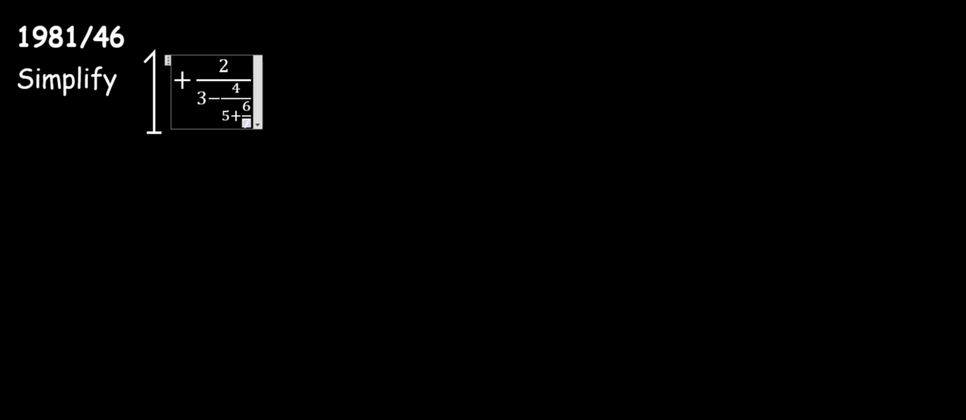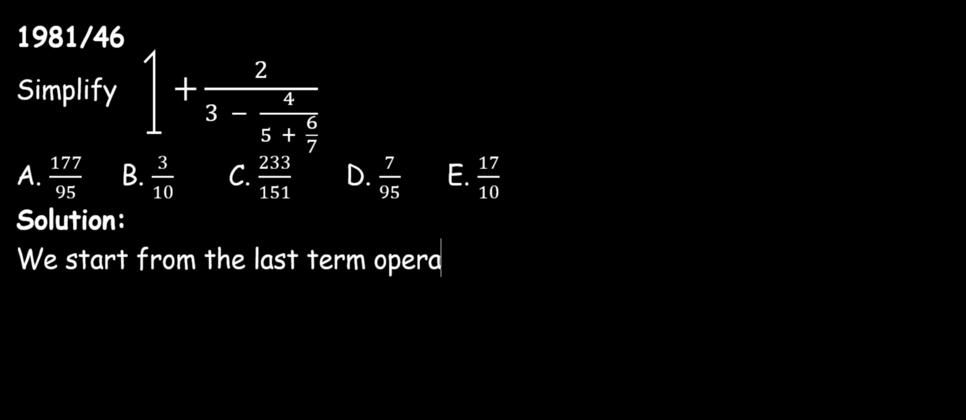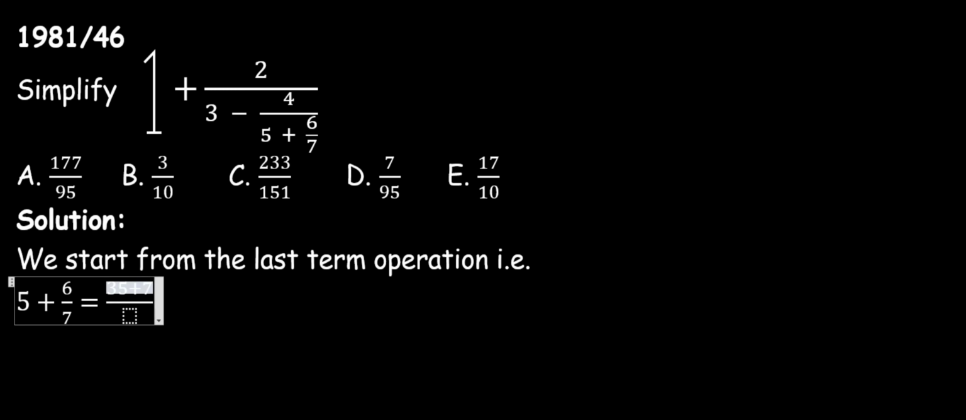Another example. Simplify 1 plus 2 at the numerator, the first numerator. Then under the denominator, we have 3 minus 4 over 5 plus 6 over 7. The options are given. Solution. We start from the last term operation. That is 5 plus 6 over 7, which is the same as, we just do our simple arithmetic operation there, so it will be 35 plus 6 over 7, 7 times 5 plus 6. And that will be equal to 41 over 7.